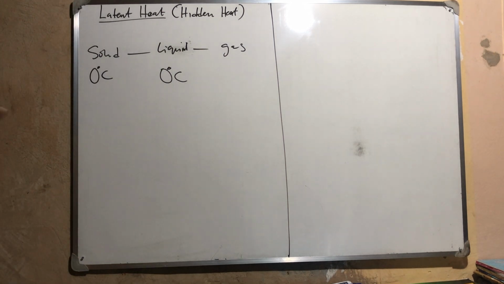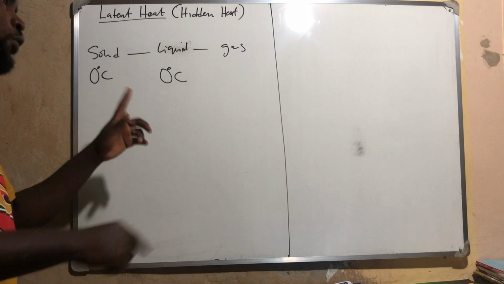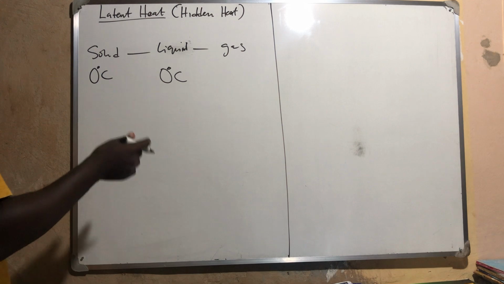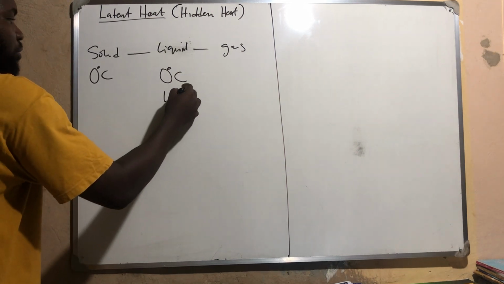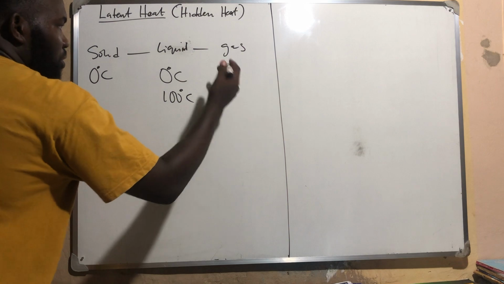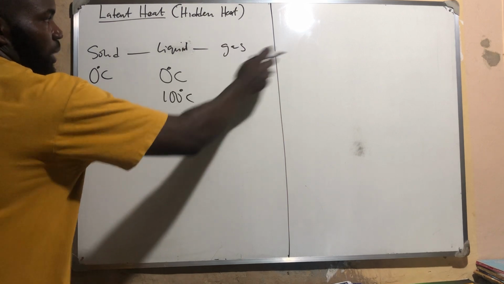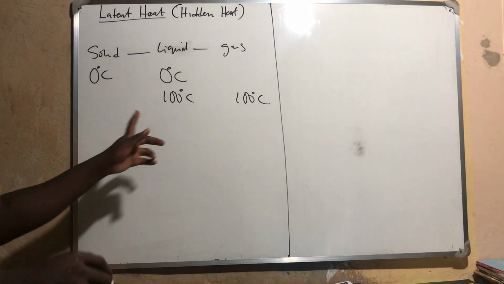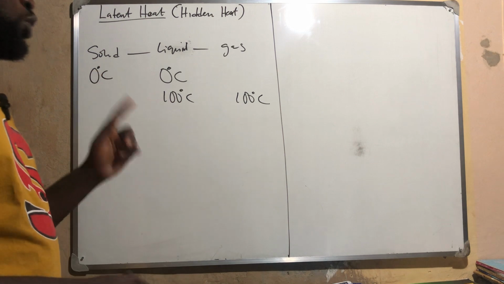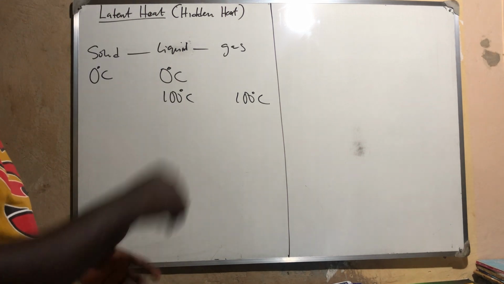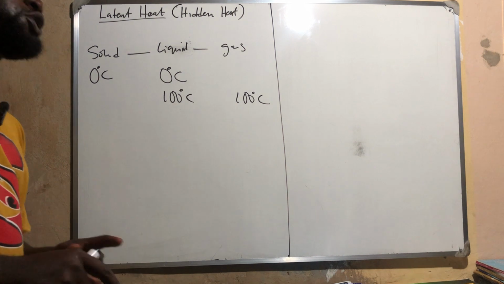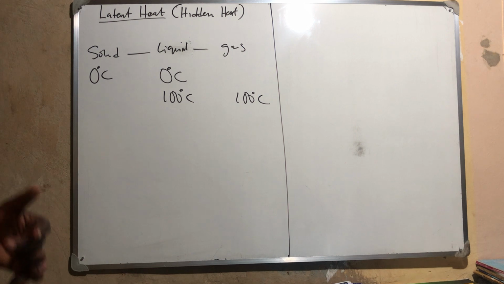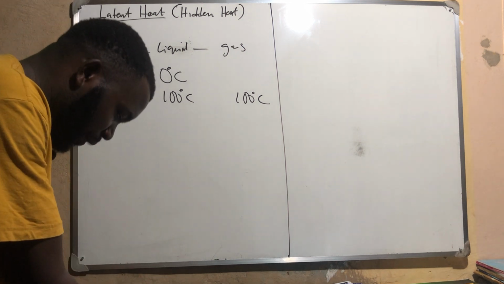To make it specific, you call it latent heat of fusion. Then water at 100 degrees Celsius changes to steam, to gas, and maintains the same 100 degrees Celsius. We call the heat required to do that without a change in temperature latent heat, but to be specific, latent heat of vaporization. So we have two types of latent heat: latent heat of fusion and latent heat of vaporization.